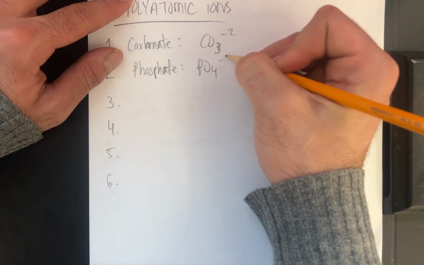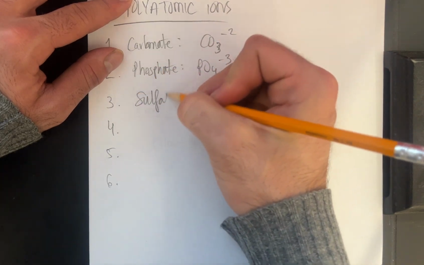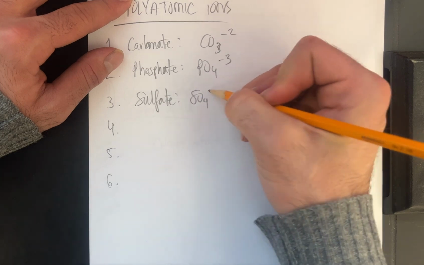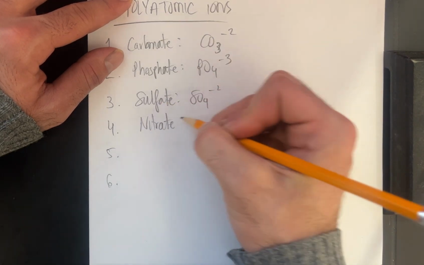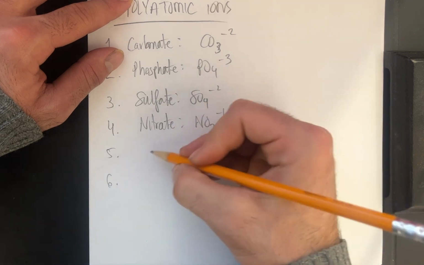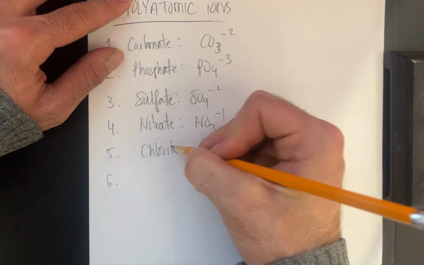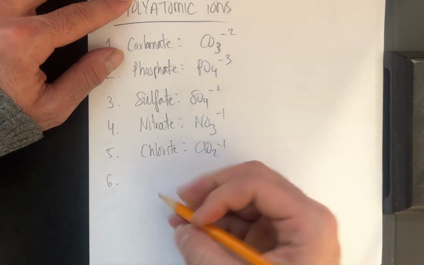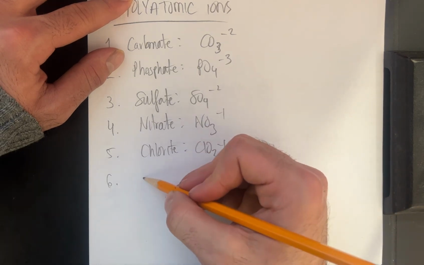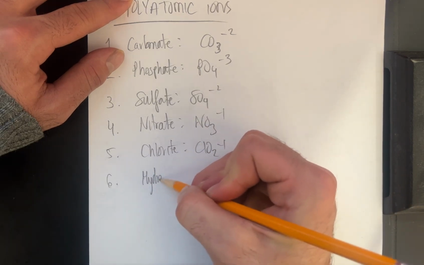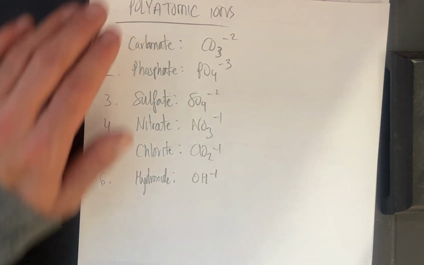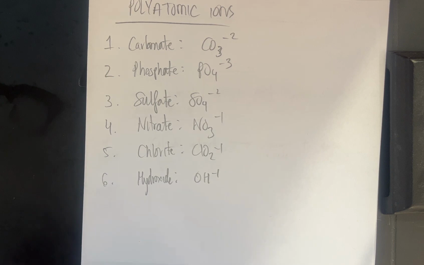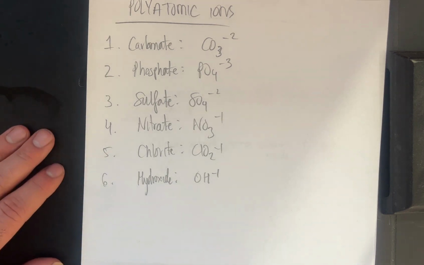phosphate, which is PO4 minus 3, sulfate, which is SO4 minus 2, nitrate, which is NO3 minus 1, chlorite, which is ClO2 minus 1, and lastly, we have hydroxide, which is OH minus 1. These, I think, are especially important for you guys to have exposure to, even for regular chemistry students, because these actually come up in a lot of different places.